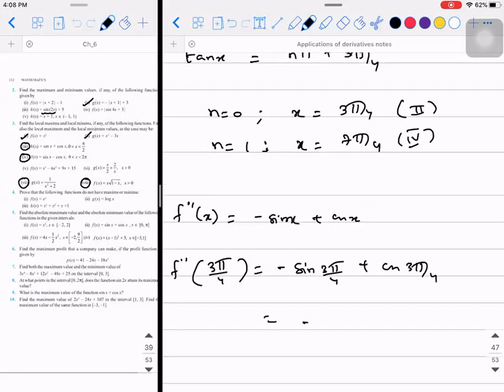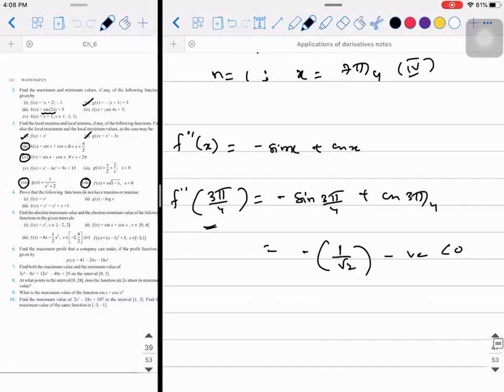So minus sin 3 pi by 4 is minus 1 by root 2, second quadrant. And this is negative. So negative of negative, the value is less than 0. So f double dash of 3 pi by 4 gives me the point of maximum. So maximum is available at x is equal to 3 pi by 4.